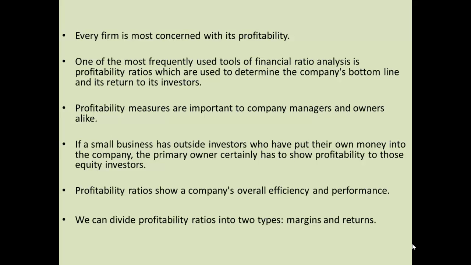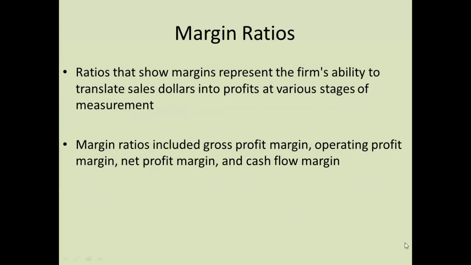We can divide profitability ratio into two types, which are margin and return. Margin ratio is the ratio that shows margin represent the firm's ability to translate sales dollar into profit at various stages of measurement. Margin ratio include gross profit margin, operating profit margin, net profit margin, and cash flow margin.